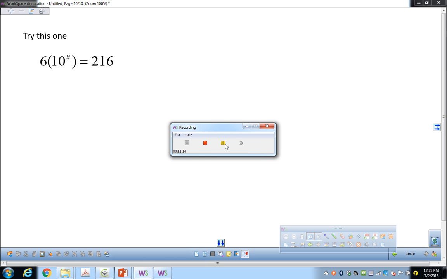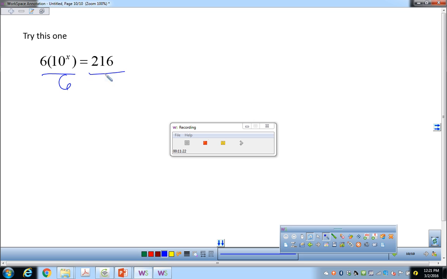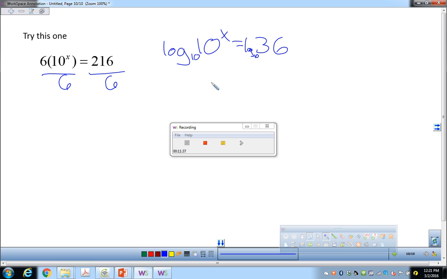So what I would do first in this one is just divide by 6, right? So I divided both sides by 6, which turns this into 10 to the x equals 36. To get rid of 10 to the x, you log base 10 it, okay? But if I log base 10 that side, I have to log base 10 this side. This disappears. Log base 10 of 10 to the x makes those things go away, and you get x equals log base 10 of 36, which is just log of 36. Okay, we're good with that one?